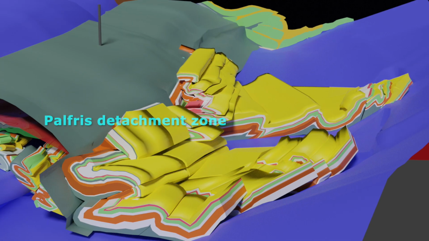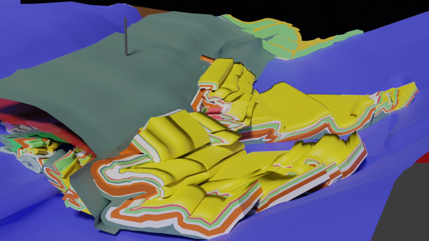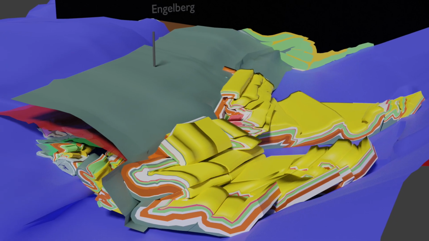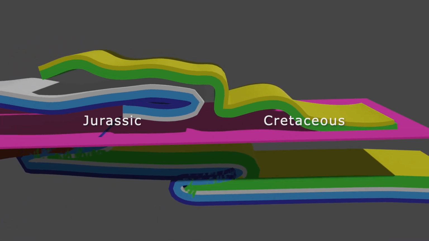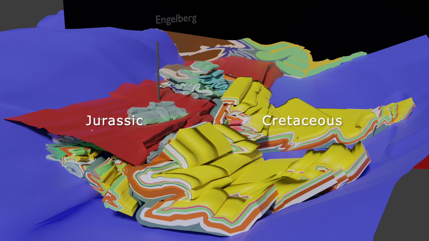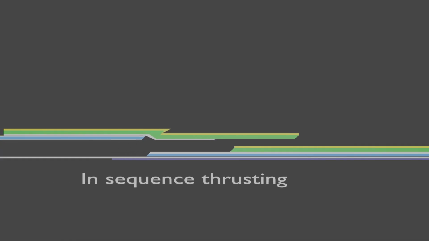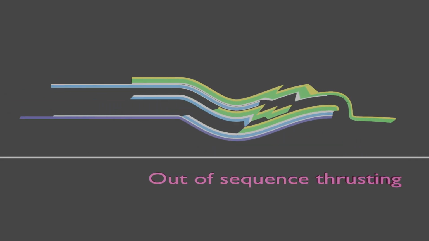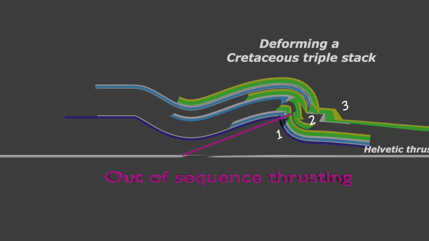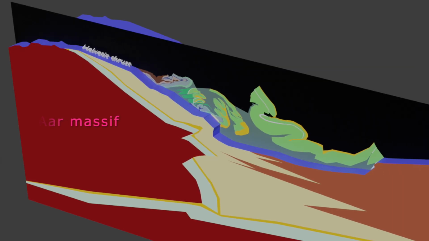The Cretaceous section of the Drusberg Nappe, here referred to as the Cretaceous slab, is detached from its Jurassic substratum along the thick Lower Cretaceous Palfris shale zone. During this detachment, both the Cretaceous cover and the Jurassic core were deformed disharmonically. Structures within this part of the Schwarzhorn Shear Zone clearly record how early in-sequence thrusting was later overprinted by a younger out-of-sequence event, directly linked to basement thrusting within the Aar Massif that deformed and overprinted the earlier thrust sheets.